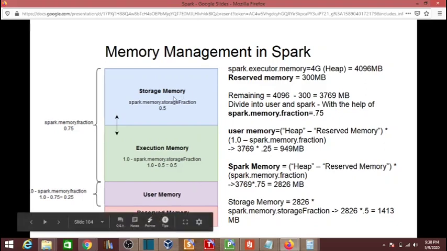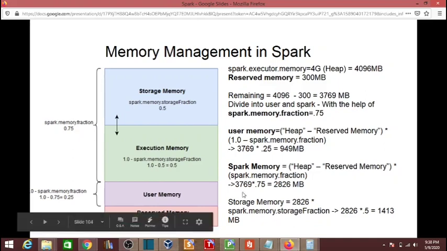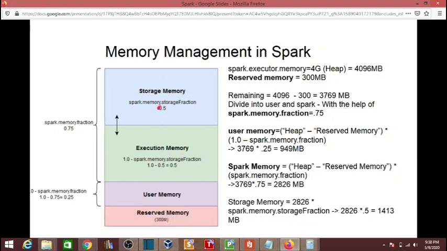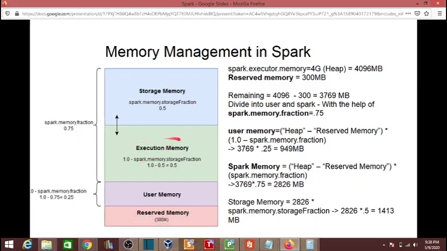One part is called the storage memory and another part is called the execution memory. We also have a fraction for dividing this memory, called spark.memory.storageFraction. With this fraction we can divide Spark memory into these 2 parts. Its default value is 0.5. When we multiply this storage fraction with the Spark memory, it gives 1413. So 1413 will be used as the storage memory, and another 1413 will be the execution memory.